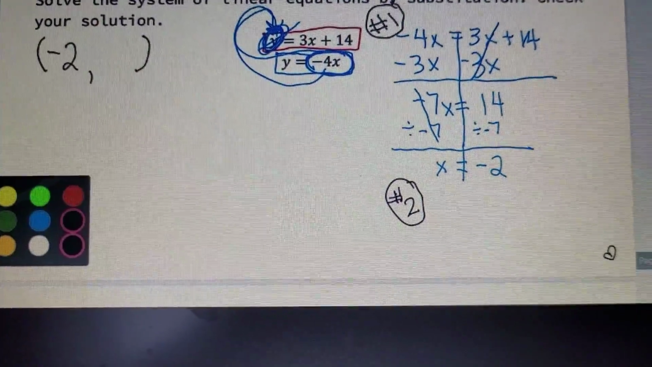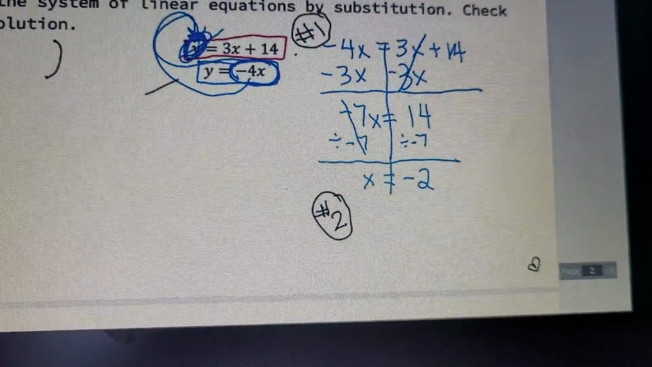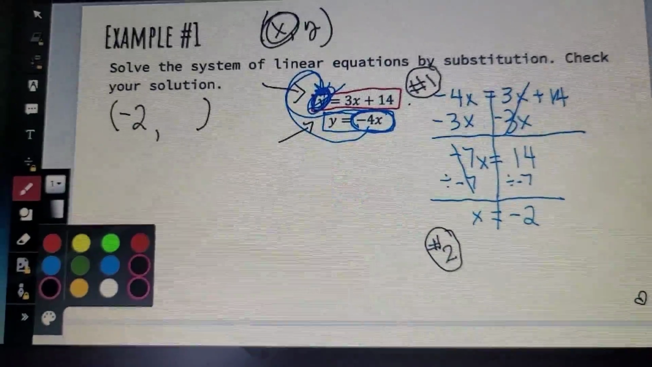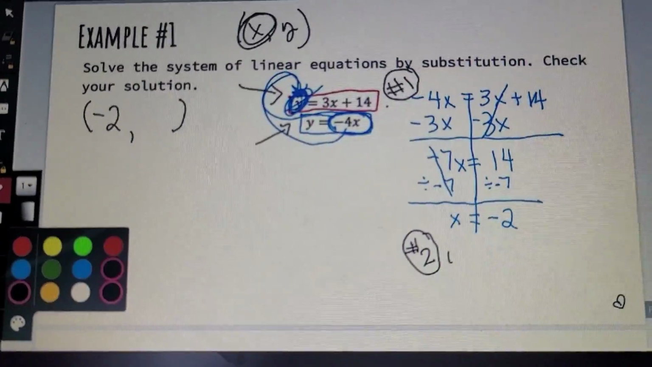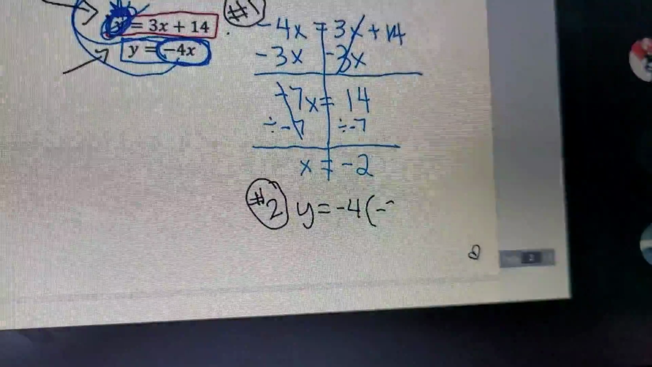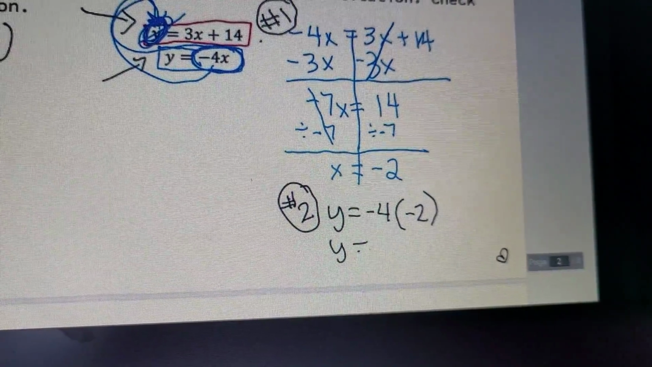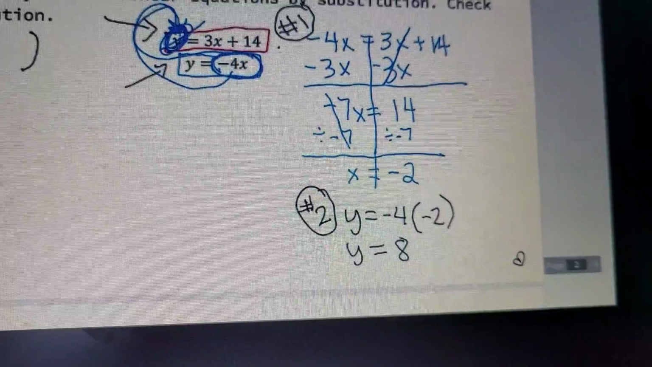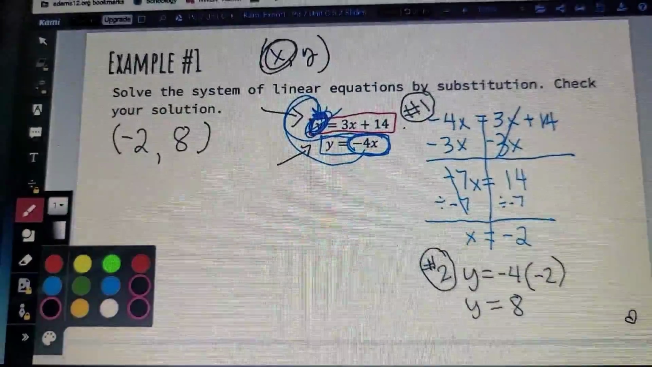Step 2 is to now take that x value and plug it in to either one of these equations and solve for y. So let's plug it in the second one. Y equals negative 4, and instead of an x, I'm going to plug in a negative 2. Well, what is negative 4 times negative 2? That is 8. So my y value is 8. That is my answer.